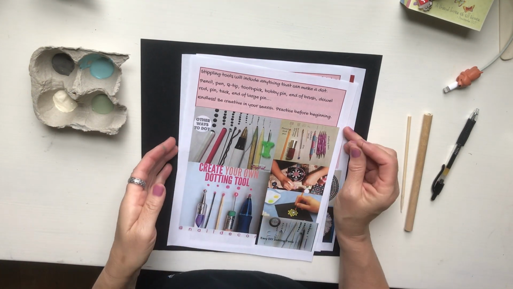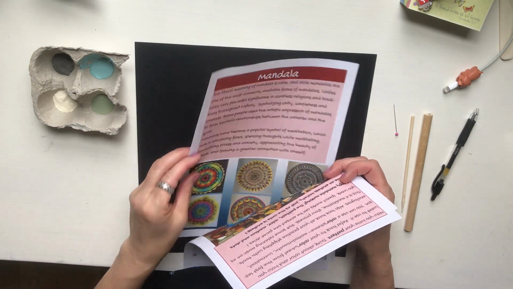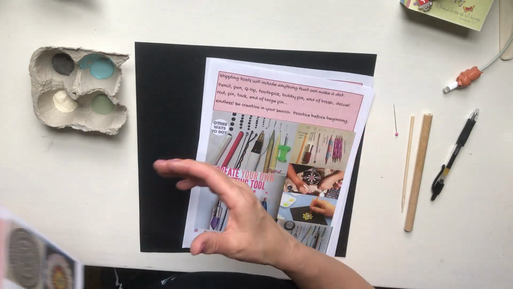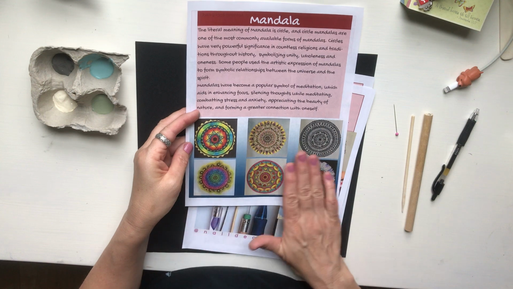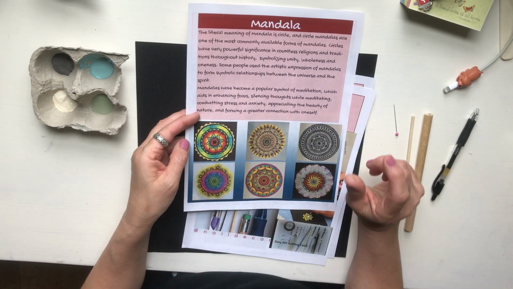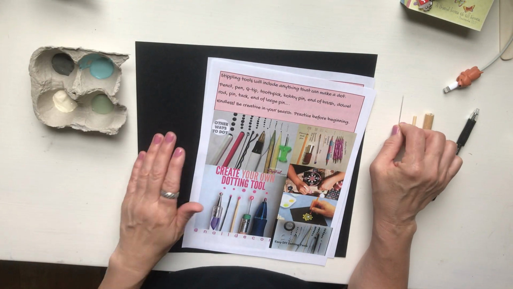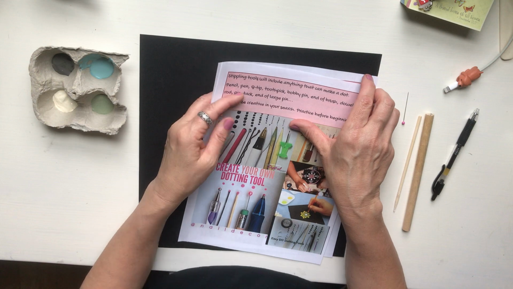And you are working with Miss Beth today, and we are going to work with something called a mandala. So, these are examples of mandalas. You should be getting a handout like this. I will also have the video you're watching now uploaded onto this. So, mandala. Mandala actually means circle.